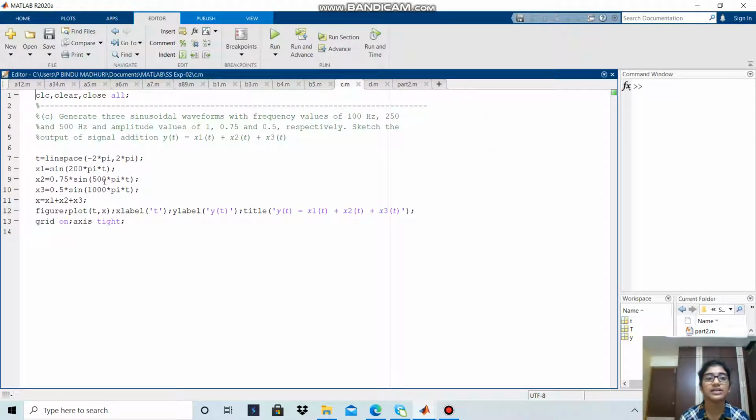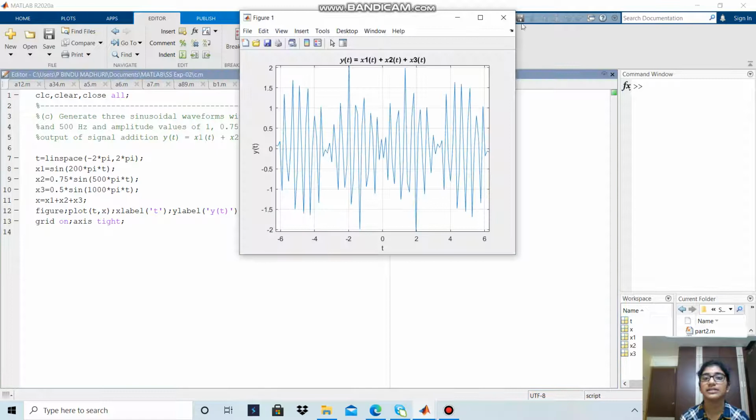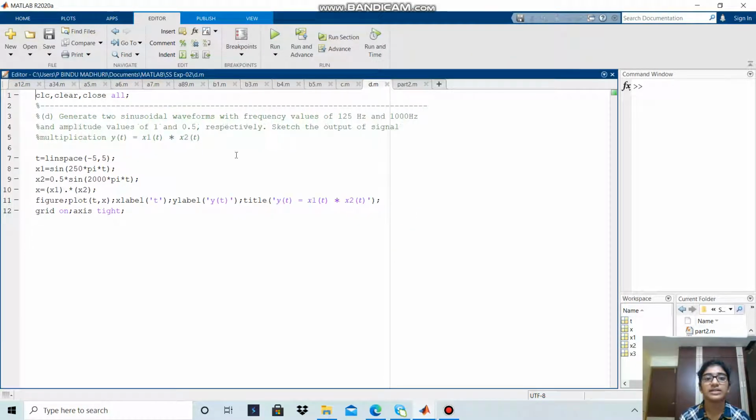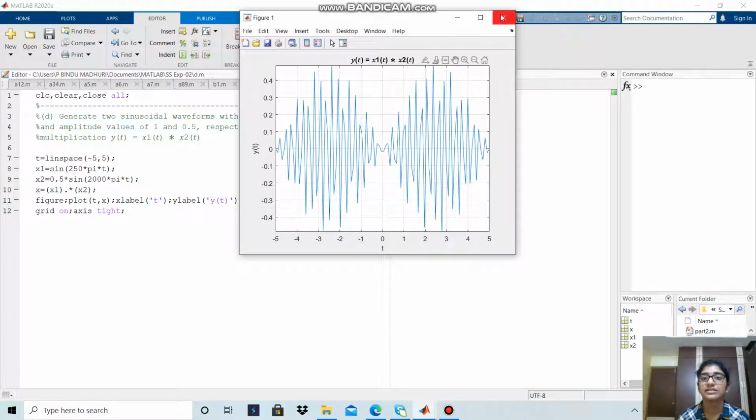And the next one, here y of t equal to x1 of t plus x2 of t plus x3 of t. This is the result. y of t is the resultant of 3 signals. Here x equal to x1 plus x2 plus x3, so I plotted t versus x. We get the resultant like this. And the next one, here y of t is x1 of t into x2 of t. So I took x equal to x1 dot star x2, and we get the graph like this.